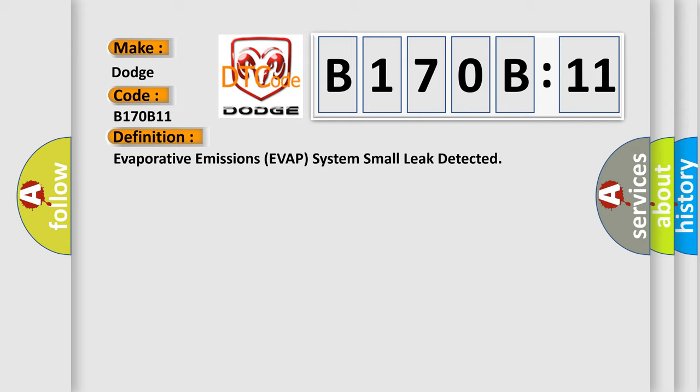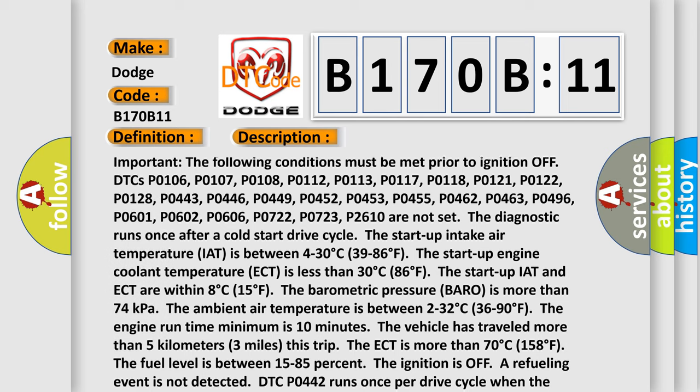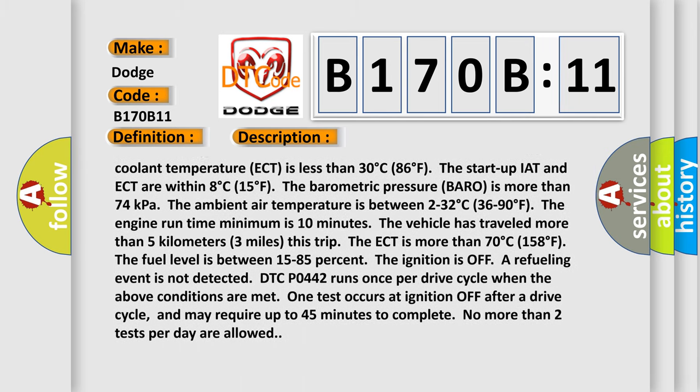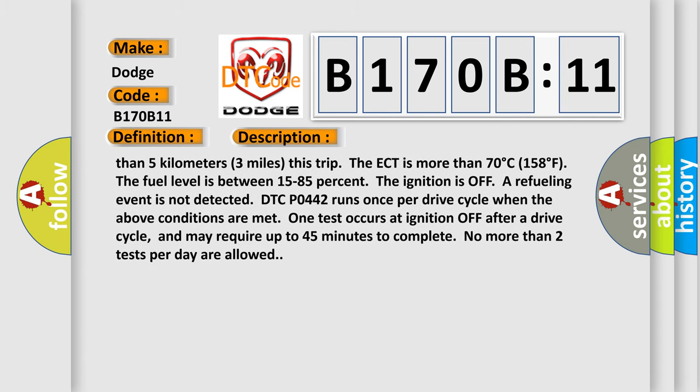DTC P0442 runs once per drive cycle when the above conditions are met. One test occurs at ignition off after a drive cycle and may require up to 45 minutes to complete. No more than two tests per day are allowed. This diagnostic error occurs most often in these cases. The ECM detects a pressure change that is less than a calibrated amount. Several tests must be completed to report a fail, with up to 17 hours between tests.